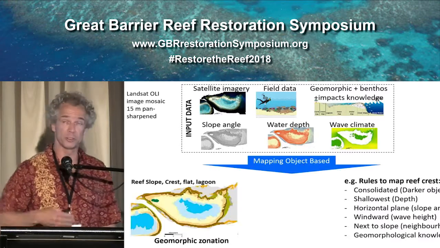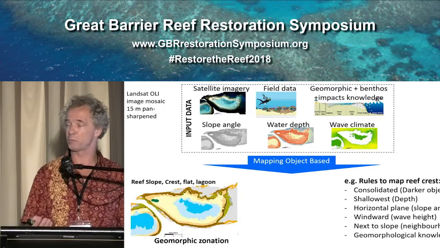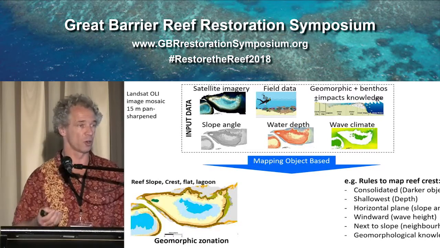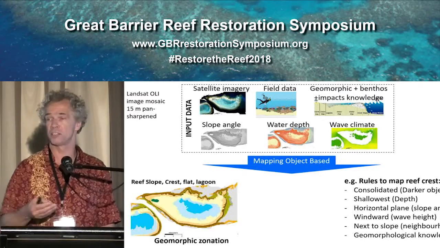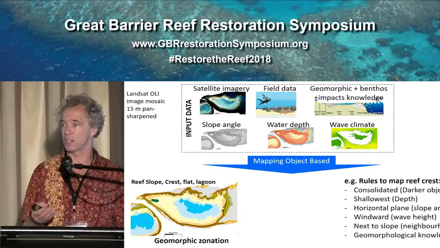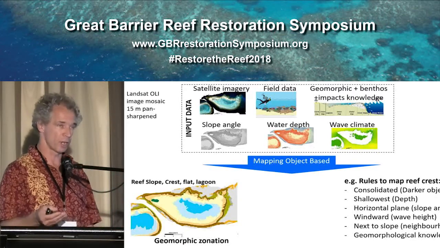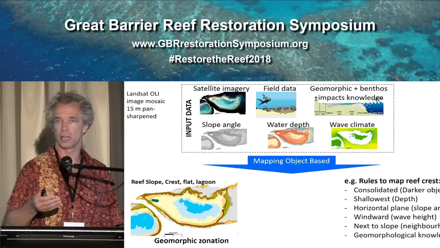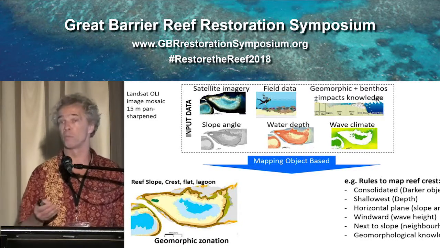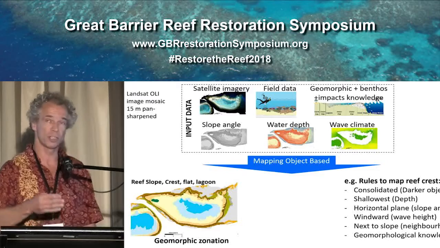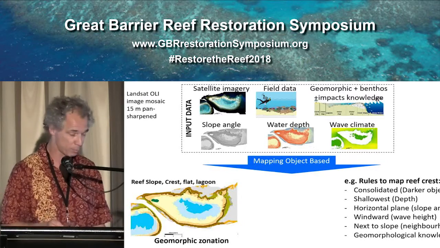So we use an object-based approach. We do not look at one pixel, but at groups of pixels which have similar texture and color. And we can set up rule sets because, for instance, the reef crest, we know it's the highest point on the reef. We know it's hard substrate. We know it's probably in a high impact area, so lots of waves. We know it's horizontal, or mainly horizontal. All that kind of information we use in our rule set to get these geomorphic maps.